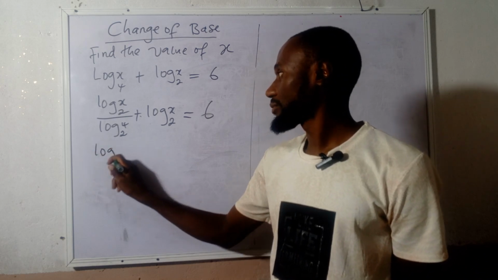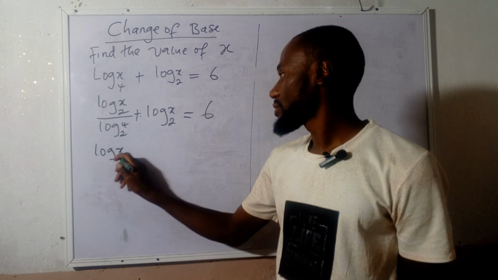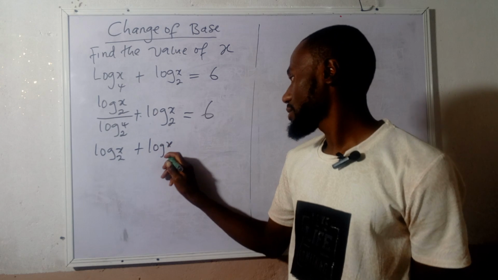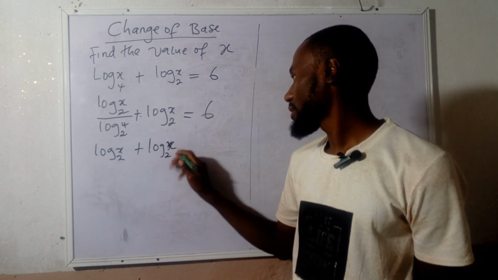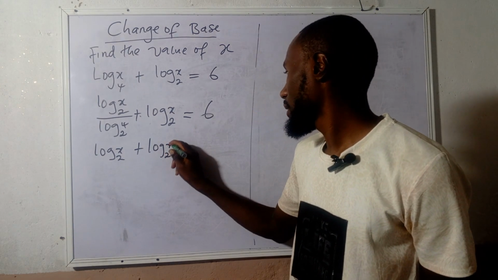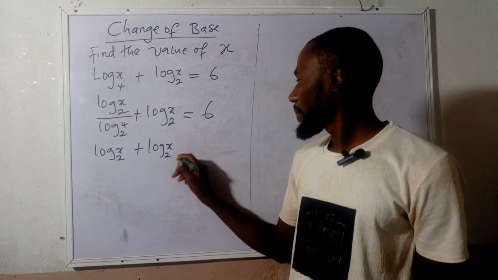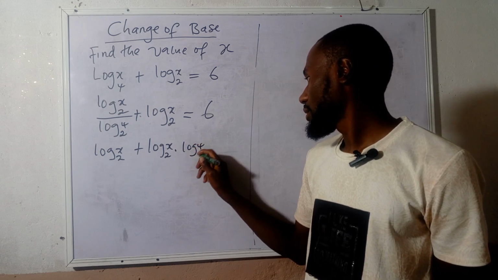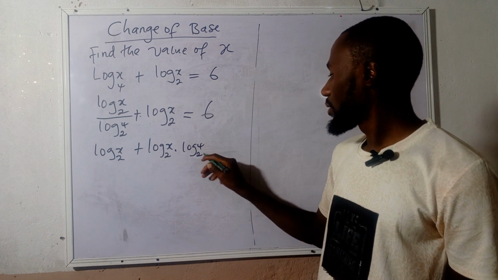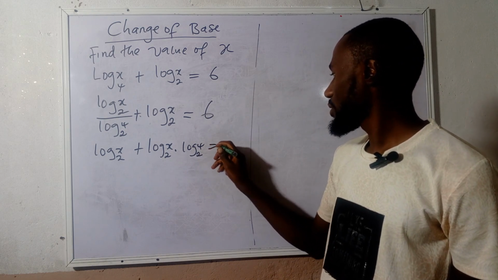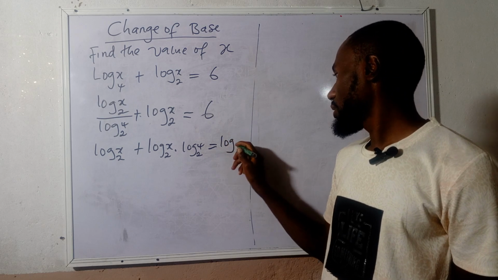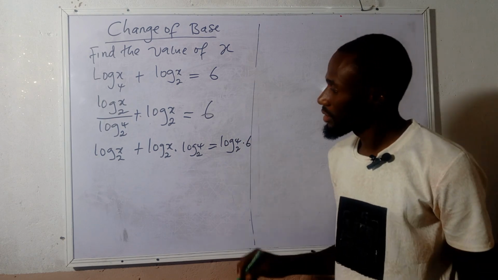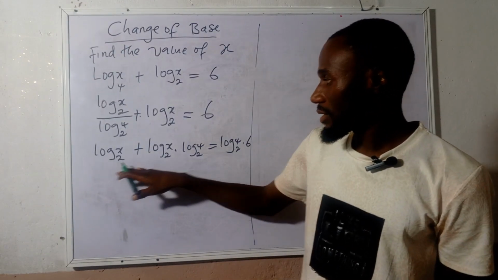Here we have log x 2 plus log 2x multiply by log base 2 4. This is equals to log base 2 4 multiply by 6. And now we are going to factorize the right hand side.